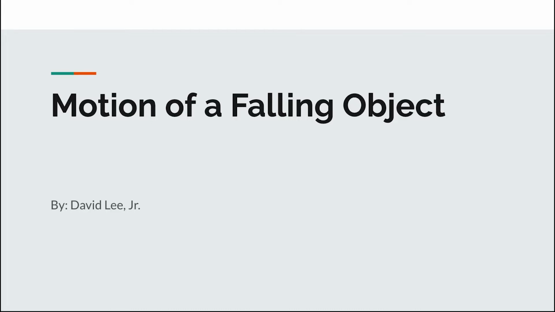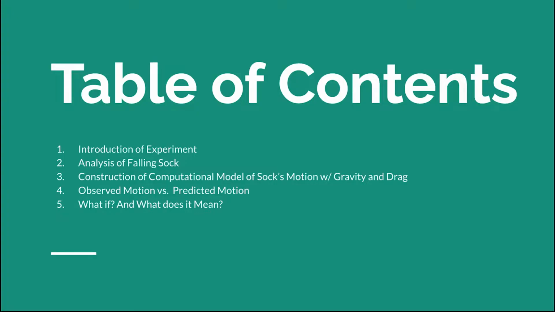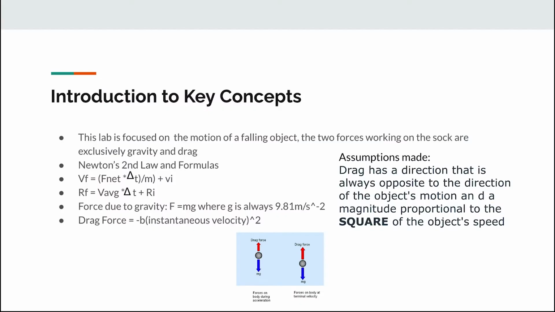Hello, my name is David Lee Jr., and this is my lab focused on studying the motion of a falling object. We're going to start with an introduction of the experiment. We're going to look at the analysis of the falling sock, construction of a computational model of the sock's motion with gravity, and then also a model with gravity and drag. Then look at the observed motion versus the predicted motion, and then answer some essential questions.